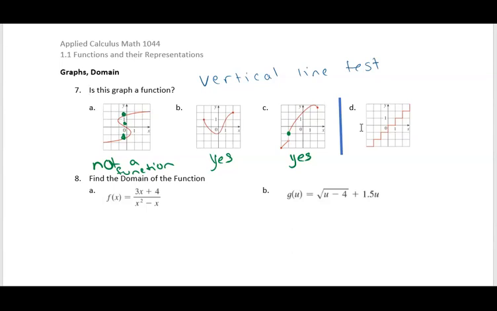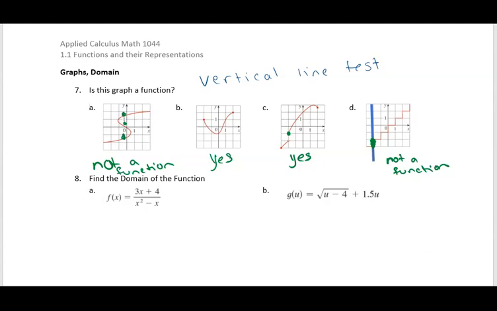Let's try the next one, part D. Oh, right there, I have a problem already. See right here, that whole vertical line right there is hitting my graph and my blue line. So this one is not going to be a function, because it is hitting our vertical lines in more than one place.